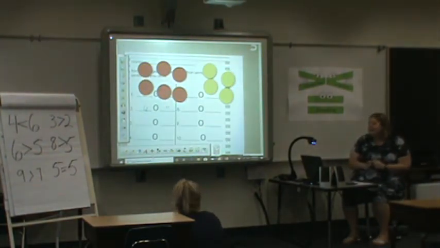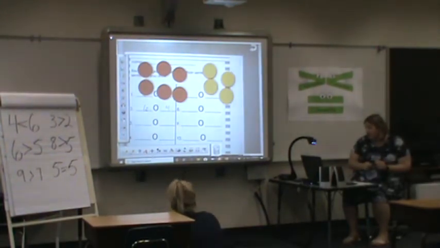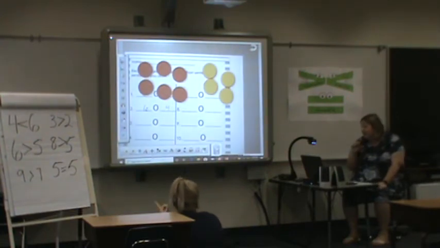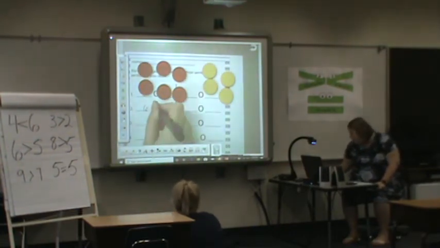Now, is the 6 greater than, equal to, or less than the 4? Greater than. How do you know it's greater than? Because there's more in the red group than the yellow group. Right. So what number is my alligator going to eat? The 6. The 6. Good job.